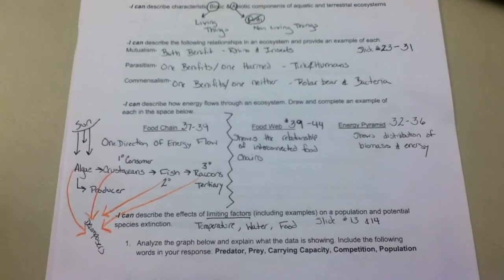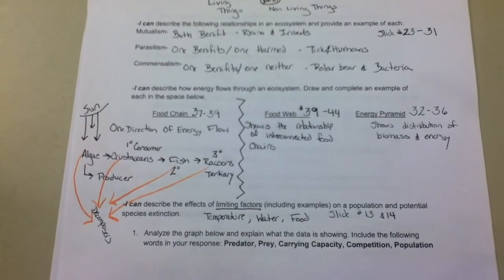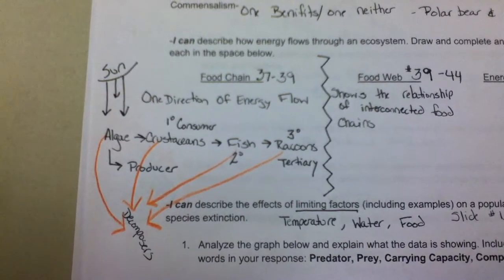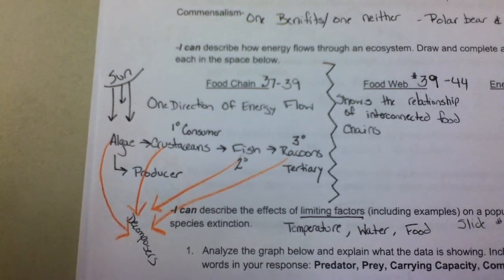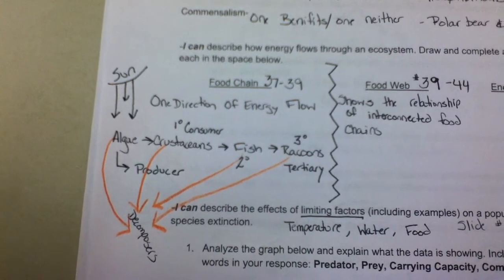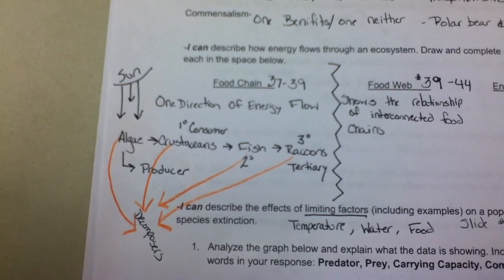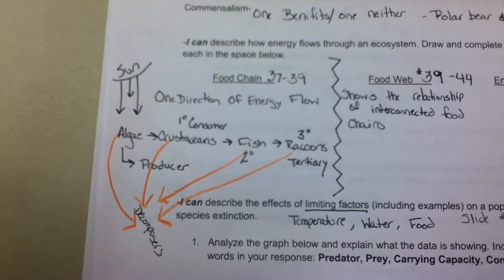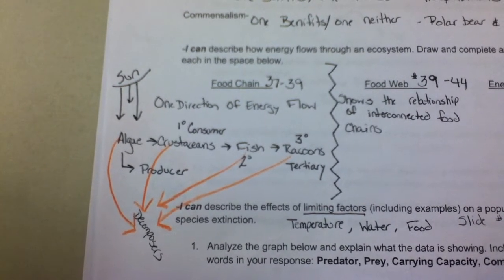I can describe how energy flows through an ecosystem. Draw and compare an example of each in the space below. So for a food chain, that's on slides 37 through 39. You're looking at one direction of energy flow. The energy is going to come from the sun, going straight to the producer, which is always the first step in a food chain. The plants in the producer step are going to be eaten by primary consumers, which are usually herbivores. In this example, it's the crustaceans. Secondary consumers, like fish, will eat the crustaceans. And then tertiary consumers, like raccoons and top-level predators, will eat the fish.